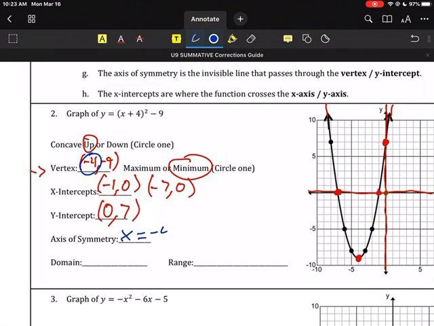Axis of symmetry is just the x value of the vertex. So x equals -4. If you want to, you can draw that dotted line, and you'll see it cuts right through that vertex, right on x equals -4.